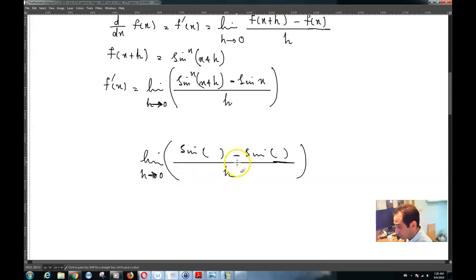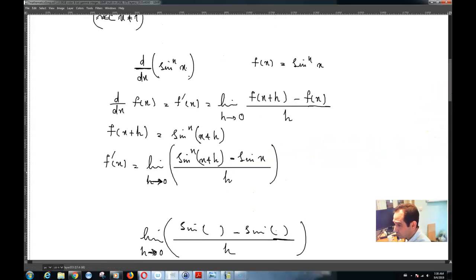So as h tends to 0, of course, the denominator becomes 0, and you would get something divided by 0, which is not defined. So you need to somehow get rid of this h from the denominator.